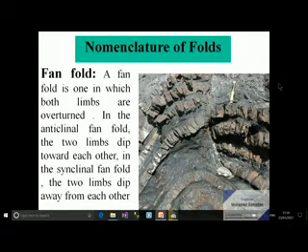Fan fold is one in which both limbs are overturned. In the anticlinal fan fold, the two limbs dip toward each other. In the synclinal fan fold, the two limbs dip away from each other.